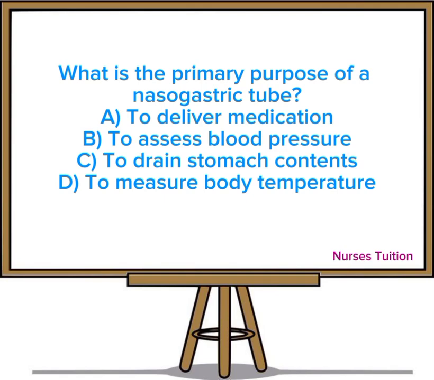What is the primary purpose of a nasogastric tube? A. To deliver medication. B. To assess blood pressure. C. To drain stomach contents. D. To measure body temperature.